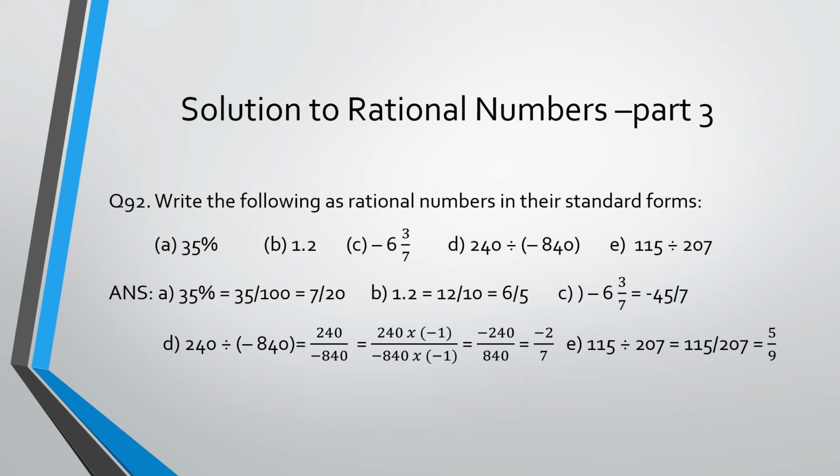Part C, it's minus 6, 3 by 7, which is equal to minus 45 by 7. Part D, 240 divided by minus 840, so it can be written as 240 by minus 840. Converting it to standard form by multiplying by minus 1 up and down, we get minus 240 by 840, and then reducing it to lowest terms, we get minus 2 by 7. Part E, 115 divided by 207. So reducing it to lowest terms, we get 5 by 9.